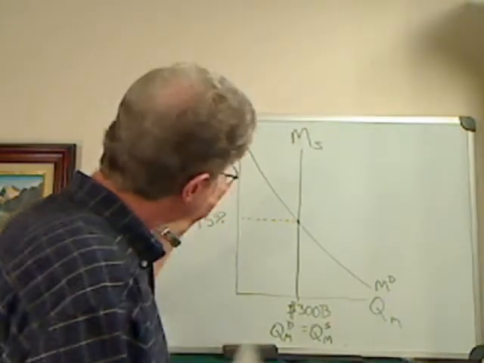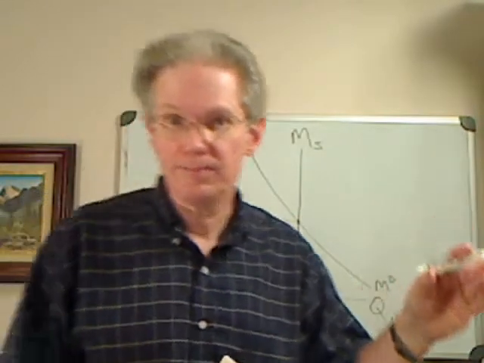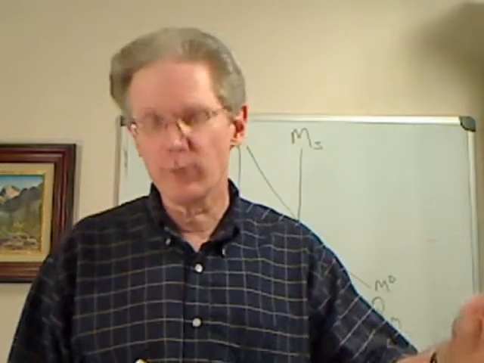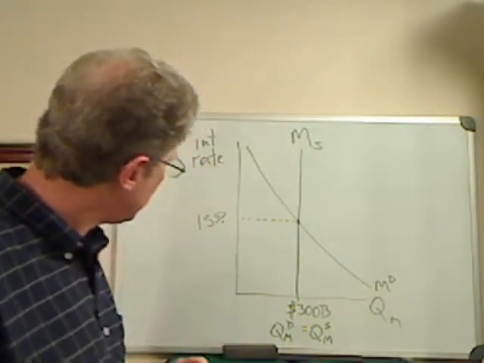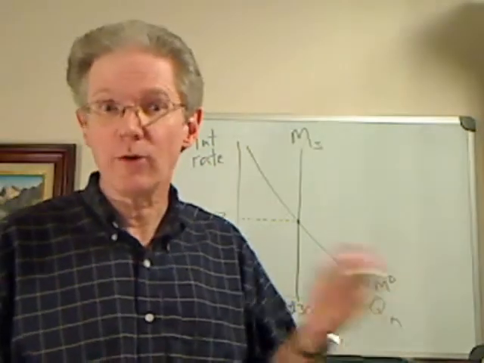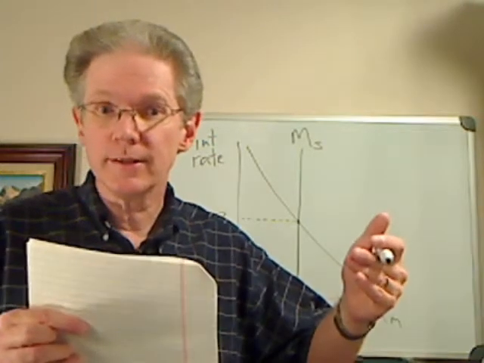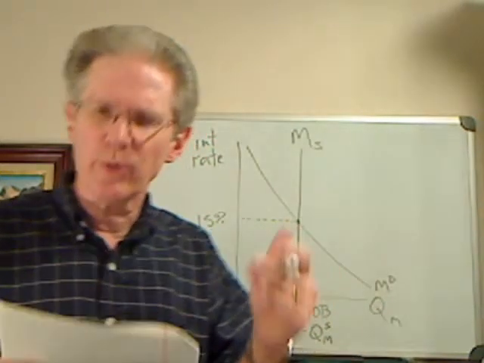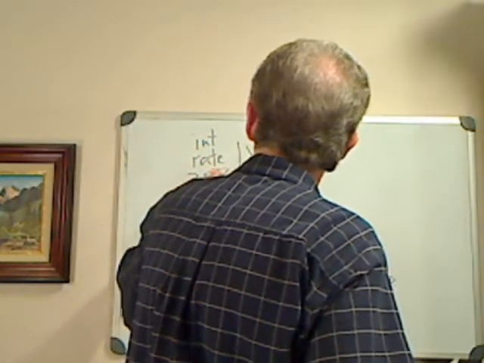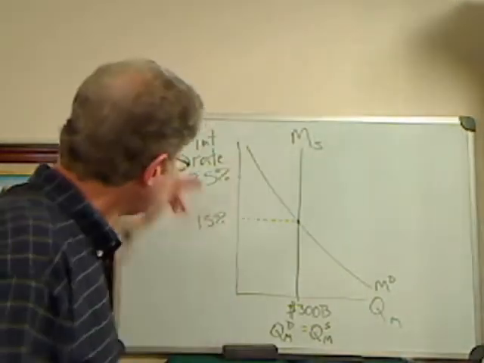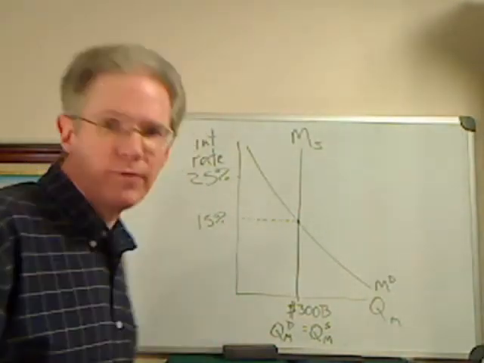Okay? And to help us think through what will happen if we're not in equilibrium, all we have to do is ask the question, what if the interest rate is higher than that or lower? What can we predict that will lead to? So let's say that the interest rate happens to be too high. It's up here at 25%.